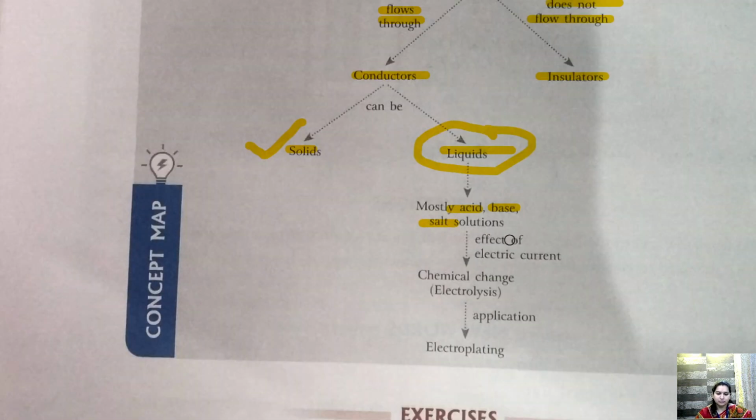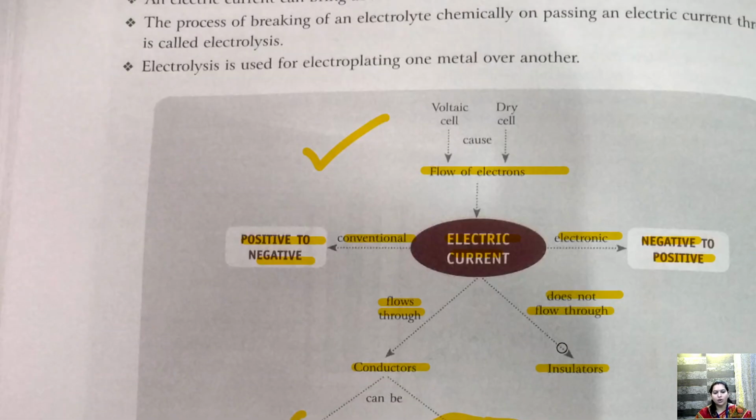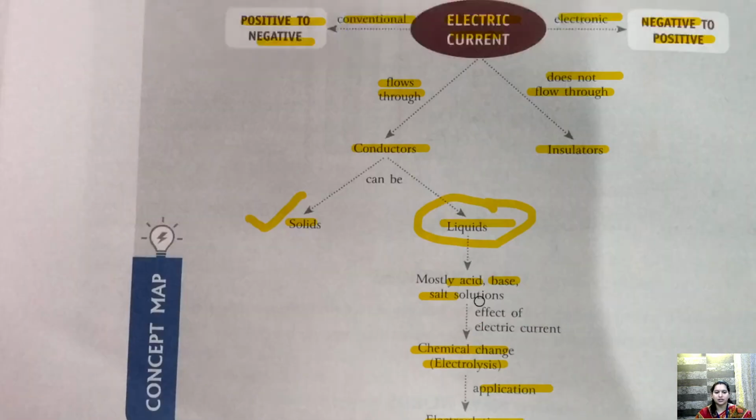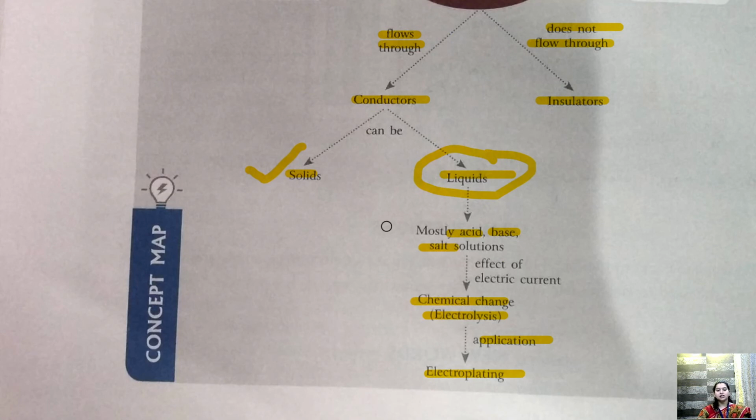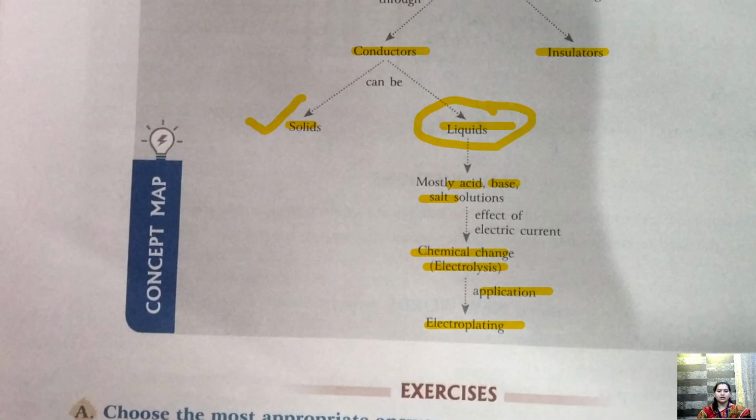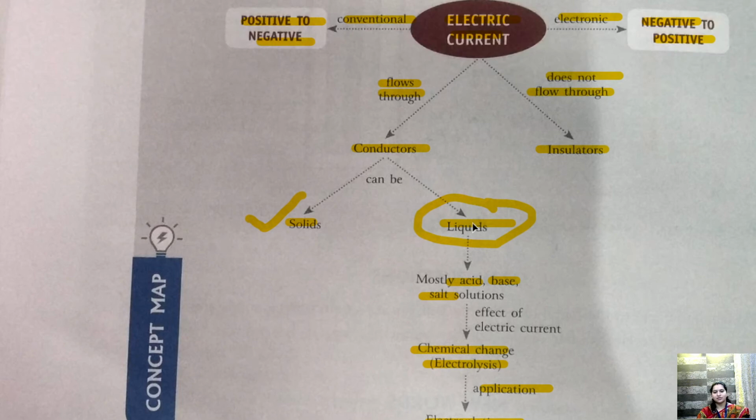So what is the effect of electric current? There is a chemical change when electricity is passed, and this process is known as electrolysis. What is the application of electrolysis? It is electroplating. So all the concept of the electric cell is present here. So this was about this chapter, children. We have done the explanation.